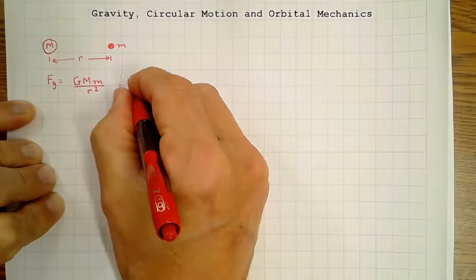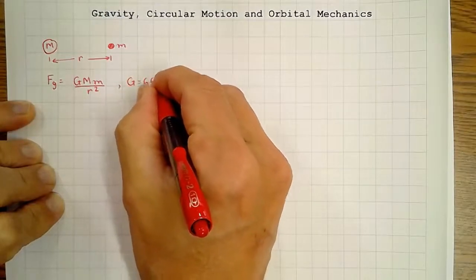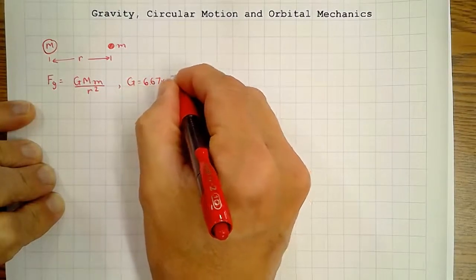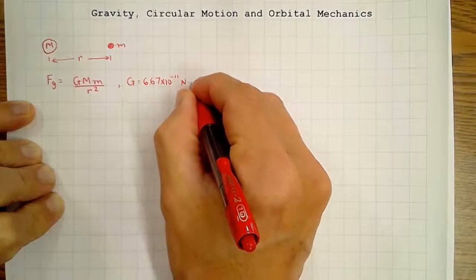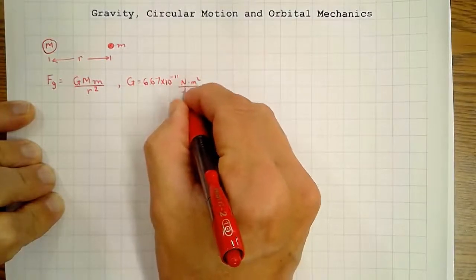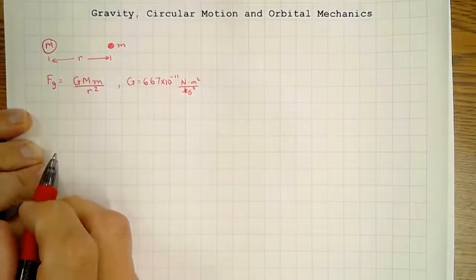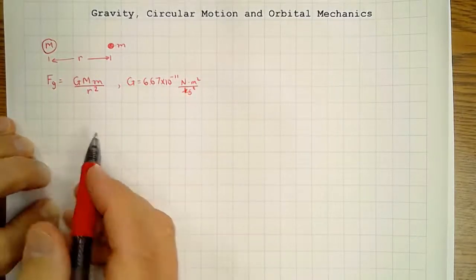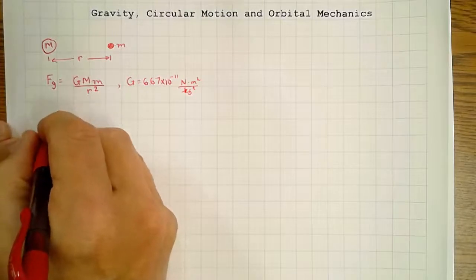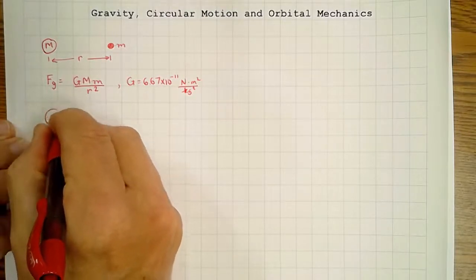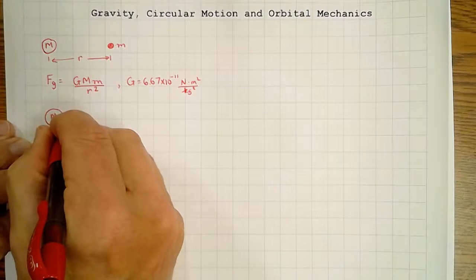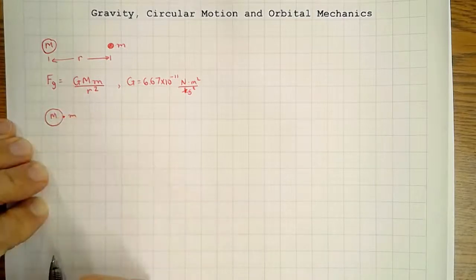And of course, G is just a constant, 6.67 times 10 to the negative 11, and that's in newton meters squared per kilogram squared. So that works everywhere in the universe between any two objects. All right? Now, a special case of that is if you have a mass, big M, and you have a little mass, m, that's on its surface.